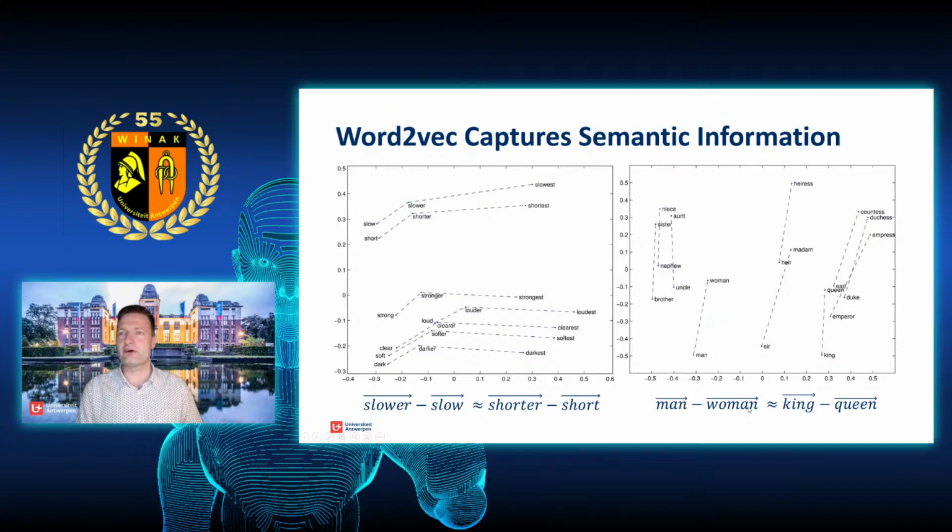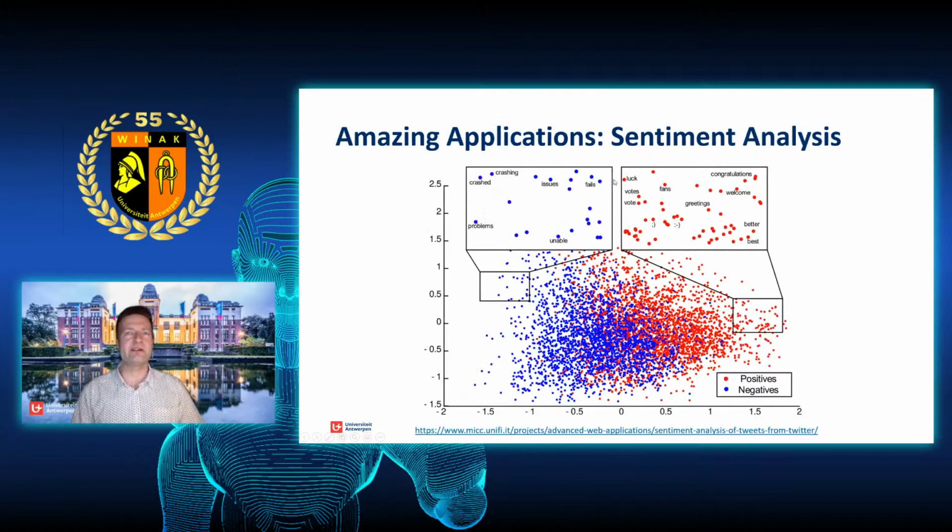The same with gender. The difference between men and women is almost the same as the difference between king and queen, almost the same as the difference between he and she, the difference between king and queen, prince and princess, etc., man, woman, sir, madam. So it captures a lot of semantic information. And this is extremely useful and has really, really nice applications.